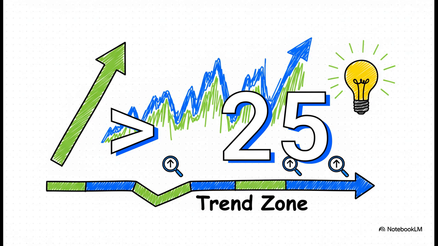But when the ADX starts to wake up and pushes above 25, well, that's our green light. We are now officially in the trend zone. This is the indicator telling us, hey, the conditions are right. A real trend might be forming here. This is when we start paying attention and hunting for our entry.